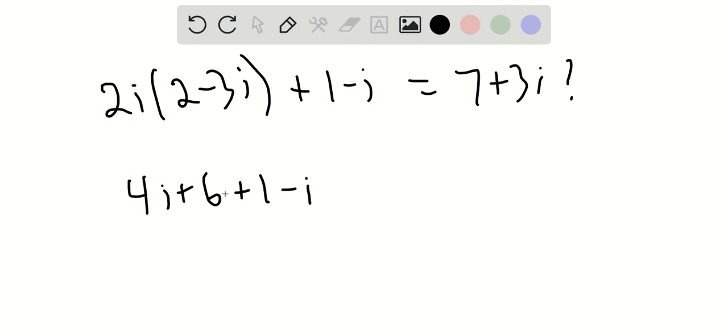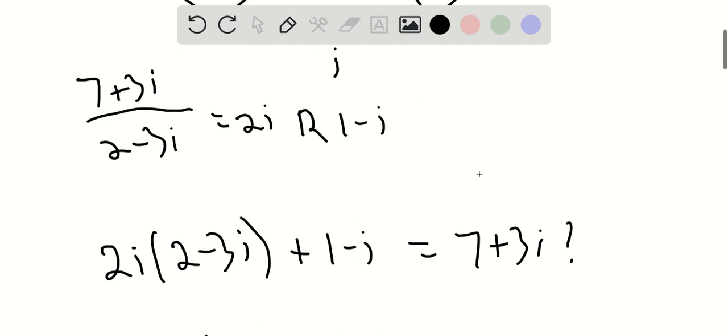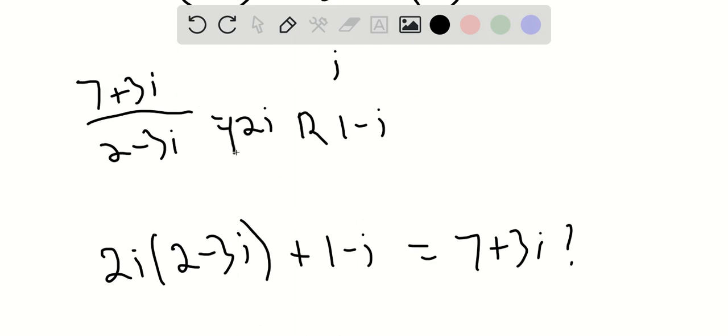Well, that's equal to what? We have 6 plus 1, which is 7, and then we have 4i minus i, which indeed is equal to 3i. So yes, this checks. This indeed is equal to 7 plus 3i. So yes, our answer here of 2i, remainder 1 minus i, must be correct.